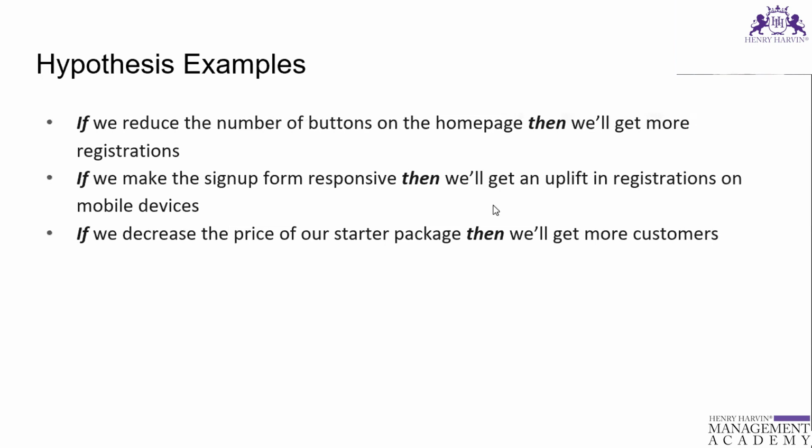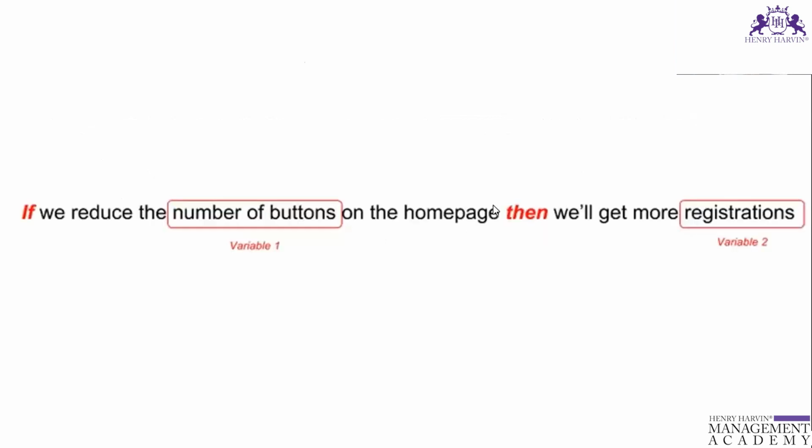If we make a sign up form responsive, we will get an uplift in registration. If we decrease the price of the starter package, then we will get more customers. So we need to set some kind of hypothesis. When you have a hypothesis, we need to have 2 kinds of variables. For example, in this case, if you reduce the number of buttons on the home page, we will get more registrations. Ideally, any hypothesis should have 2 kinds of variables.